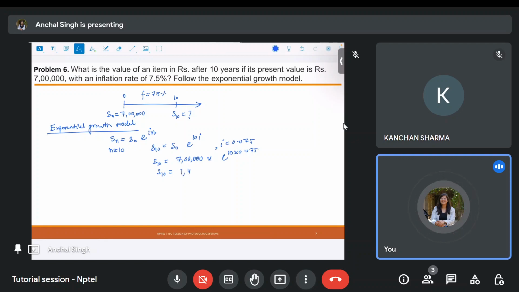S10 will come out to be 1,41,900. Sorry, yeah, this is the value. So this much is the amount that we will have to pay after 10 years if the inflation rate is 7.5% and we are following the exponential growth model.